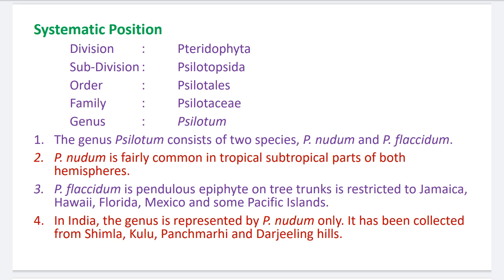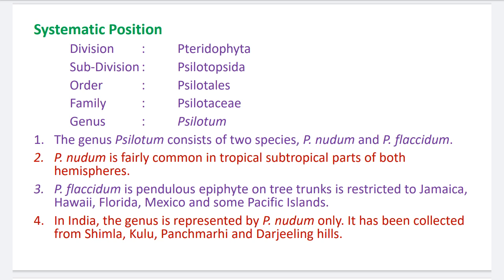Number 2. Psilotum nudum is fairly common in tropical and subtropical parts of both hemispheres. It can occur in both hemispheres. Okay. Number 3. Psilotum flaccidum is a pendulous epiphyte on the tree trunks. It grows in a hanging position as an epiphyte on the tree trunks. It is restricted to Jamaica, Hawaii, Florida, Mexico, and some Pacific islands.